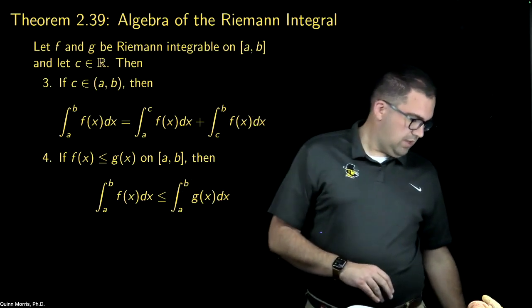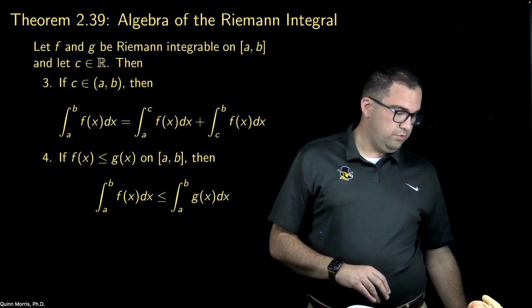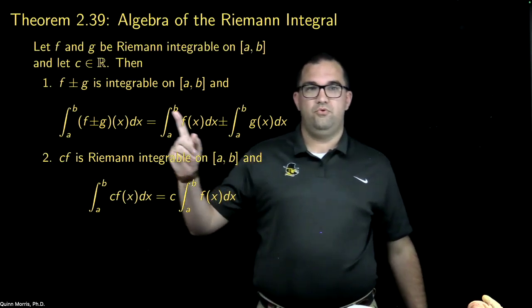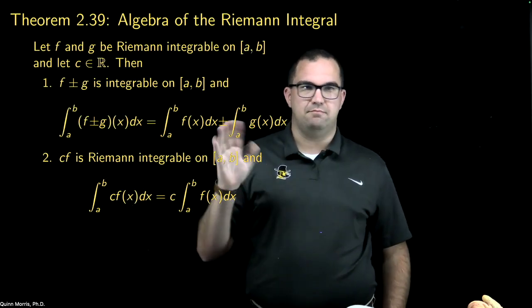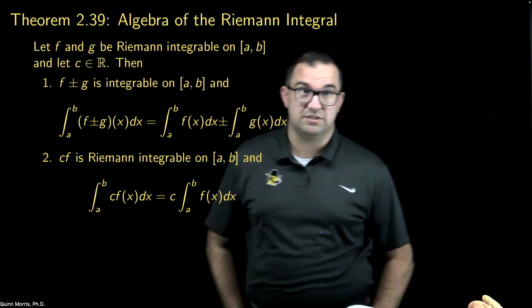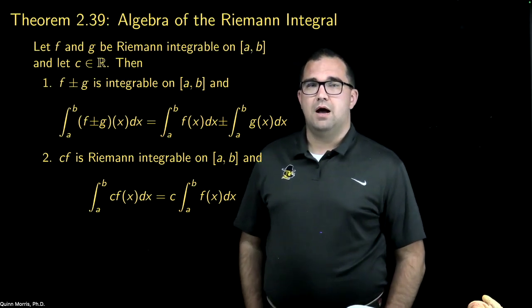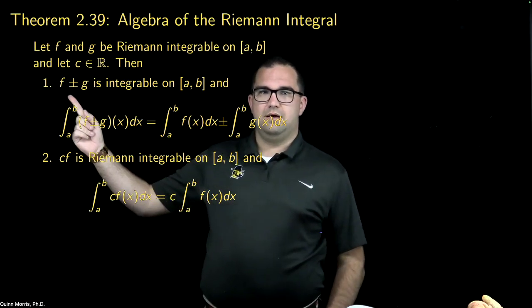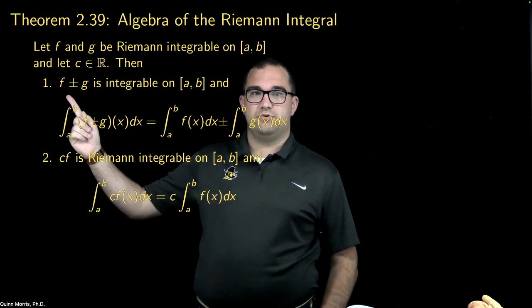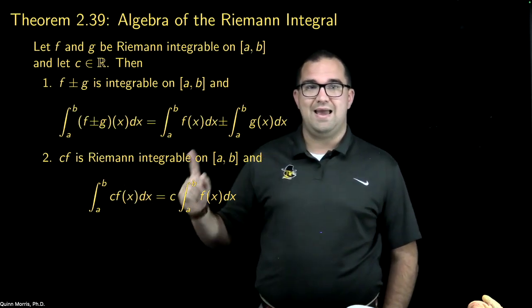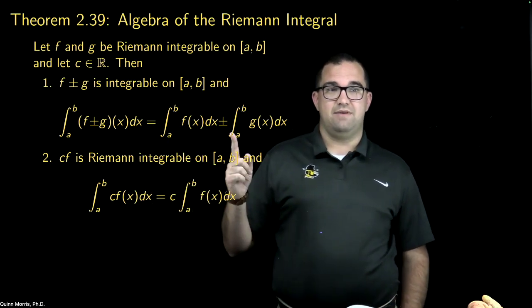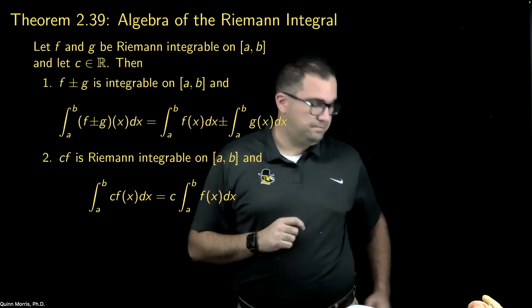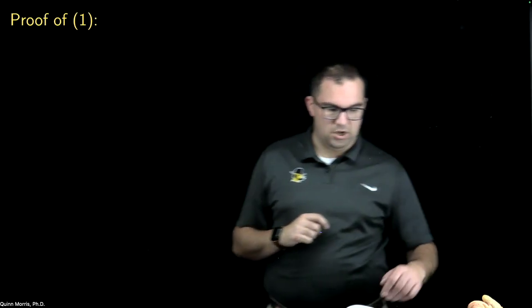Okay. So to see an example of that, I want to actually go back. We're going to prove one, and we're going to prove it in the case of plus. The case of minus is not substantially different in any way. So I want to prove that if f and g are both integrable, then f plus g is integrable, and the integral from a to b of f plus g is equal to the integral from a to b of f plus the integral from a to b of g. So let's look at a proof of this.